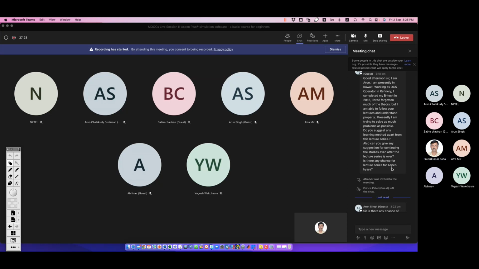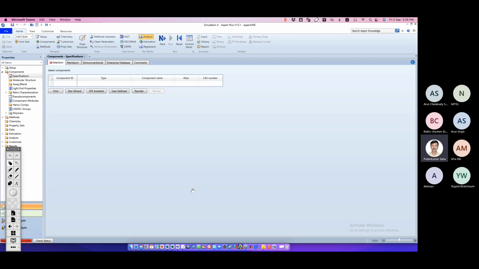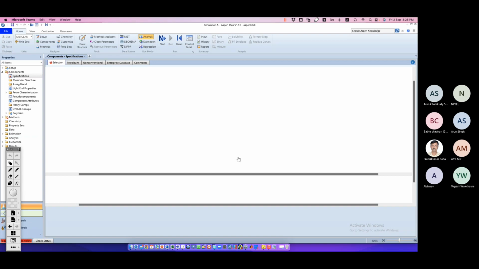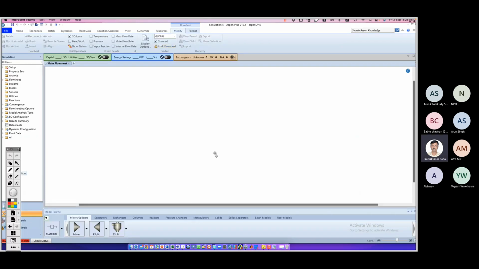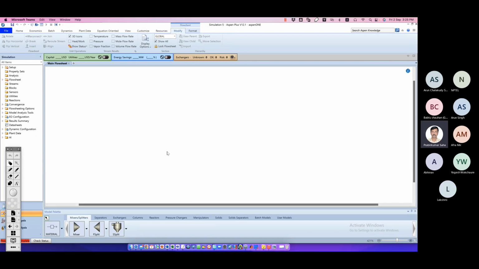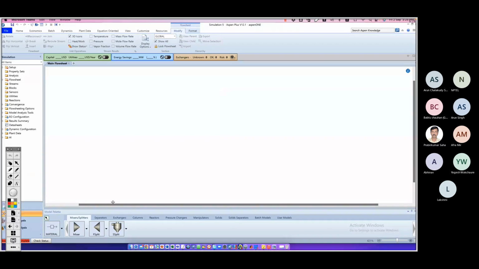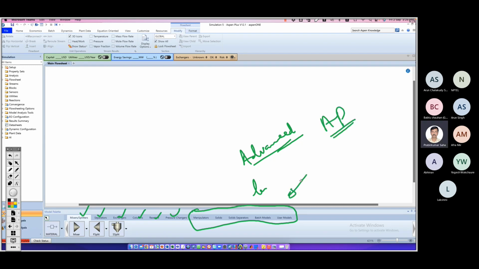I will first do the advanced version of Aspen Plus, because right now you have probably seen that I have done Aspen up to this portion. I have discussed mixer, splitter, separator, exchanger, column, reactor, pressure changers, but this portion I have not covered in this lecture series. So I will first make an advanced Aspen Plus lecture series where these will be mostly taught. And once this is over, then I will go to Aspen HYSYS. So that will take time.